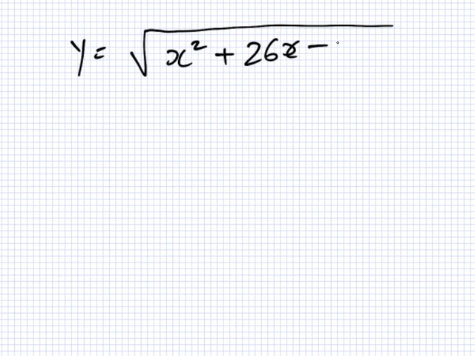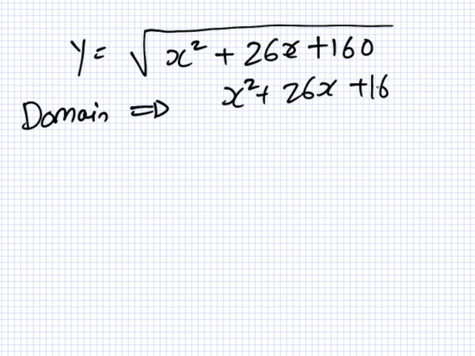Y equals root of x squared plus 26x plus 160. And I want the domain or the range? Domain. So the domain, that means when is this allowed? When is this valid? For square roots, you need the inside to be positive.